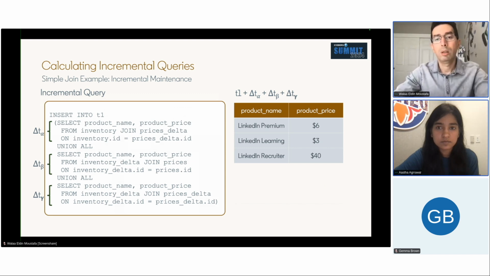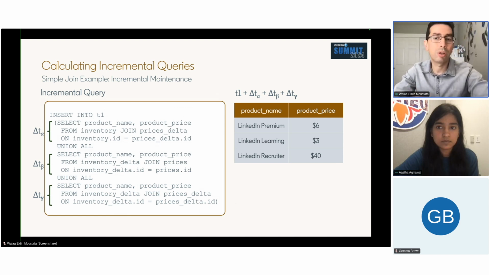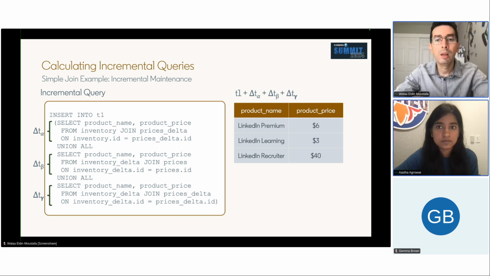So end to end, the final query result at T2 is basically whatever we had at T1 plus the 3 parts that we discussed, which are delta T alpha, delta T beta, and delta T gamma. And by combining all of those, we can refresh the output table only with the changes that arrive to the input tables without having to do a full refresh.